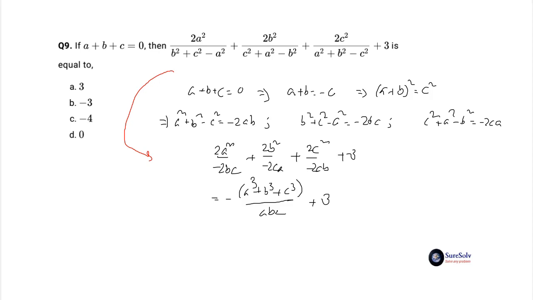But you know that by 3 variable zero sum principle, if a plus b plus c equal to 0, a cube plus b cube plus c cube will be equal to 3abc. So the final result is minus 3abc by abc plus 3 equal to 0. Answer is option D, 0.